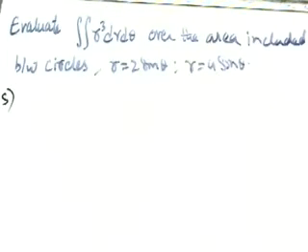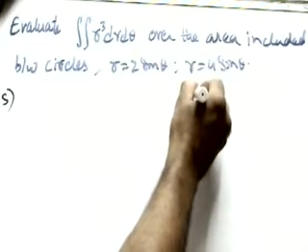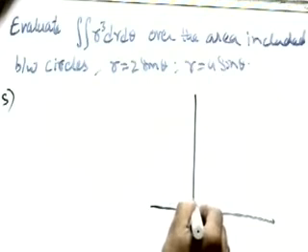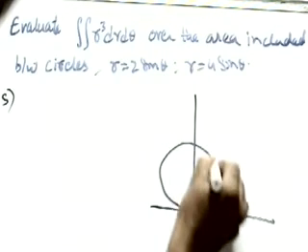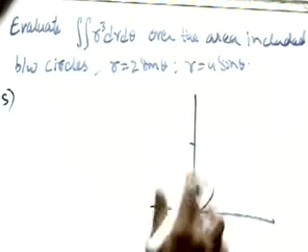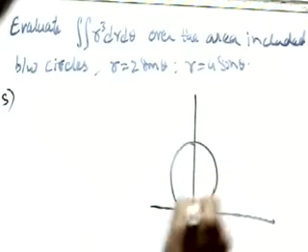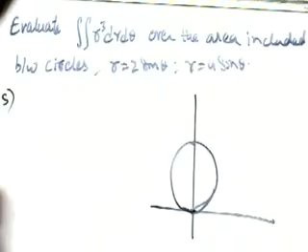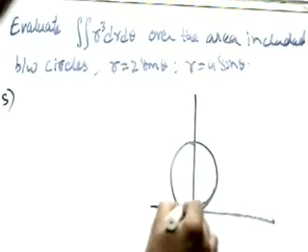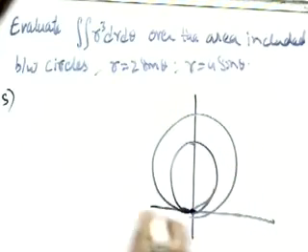See here. Evaluate double integration r cube dr d theta over the area included between the circles. First, we must understand the circles. What are the circles? Let me draw the figure. You see here, one circle is r equals to 2 sine theta. Suppose this is the circle r equals to 2 sine theta. And another is r equals to 4 sine theta; this diameter is 2, another diameter is 4, so this should be bigger than this one.